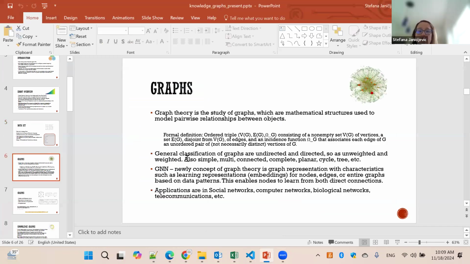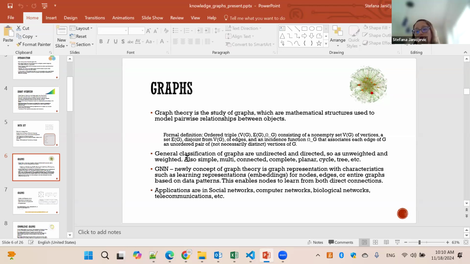So we start with the graphs. Graph theory is a mathematical concept, a part of combinatorial optimization in mathematics. A graph represents a mathematical structure used to model pairwise relationships between objects. There are several formal definitions. One simpler definition is an ordered pair of vertices and edges. I gave you here a triple: a set of vertices, a set of edges, and an incidence function that associates each edge of G with an unordered pair of vertices.